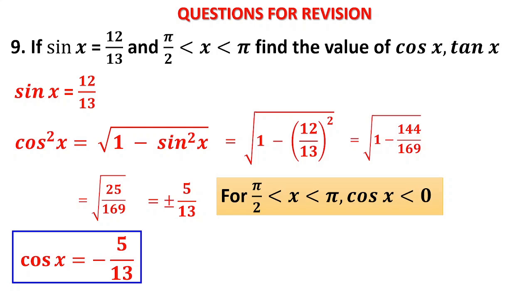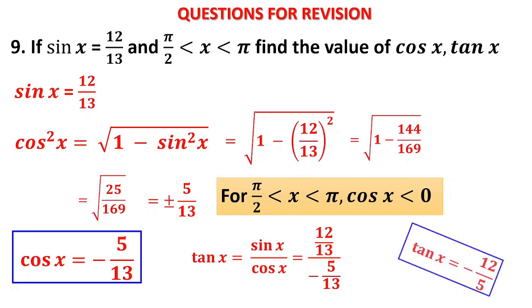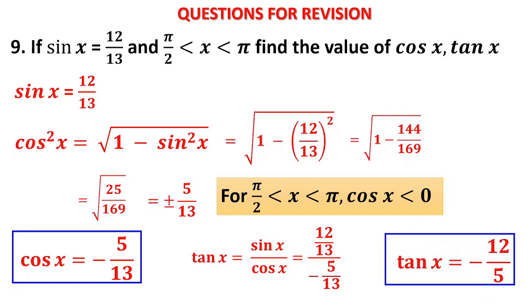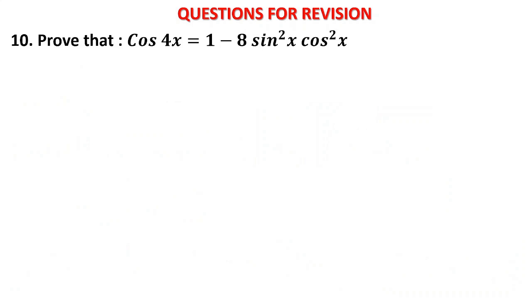For cos x is minus 5 by 13 and tan x is sin by cos, 12 by 13 divided by minus 5 by 13, and you are getting it as minus 12 by 5. And you are checking here cos and tan are negative in the second quadrant. Therefore, you are getting a negative answer. Well, let us go to question number 10.